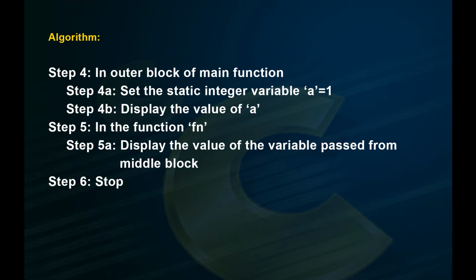Step 4, in outer block of main function: step 4a, set the static integer variable a equal to 1. Step 4b, display the value of a. Step 5, in the function fn: step 5a, display the value of the variable passed from the middle block, and step 6, stop. Now, let us implement the C program and examine the output of the program.